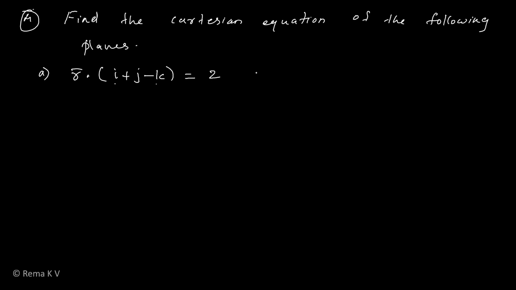So how can you write the Cartesian form here? r is xi plus yj plus zk. So here the coefficients are 1, 1, minus 1. So you can write this as 1 into x plus 1 into y minus 1 into z, which is equal to 2. This is the Cartesian form: x plus y minus z equals 2.